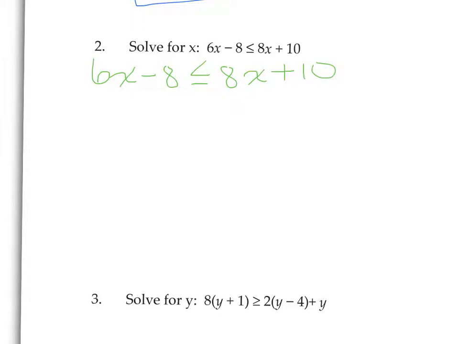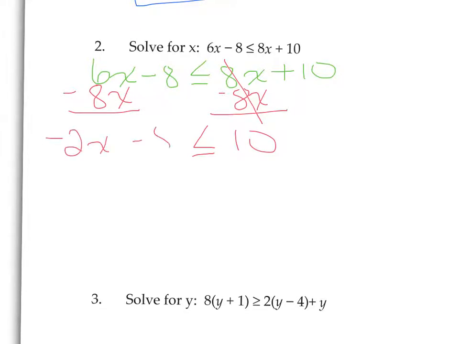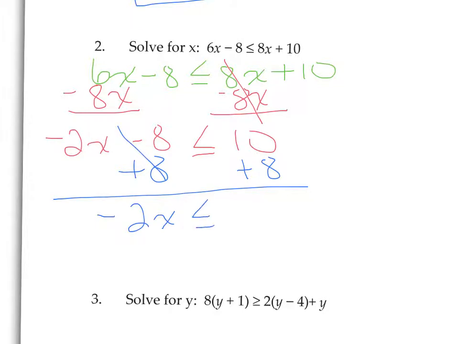So I'm going to subtract 8x to start with. I'm going to line that up under the like terms, the 6x. It cancels off of here. So now I have negative 2x minus 8 is less than or equal to 10. Still trying to isolate this x, so now I've got to add the 8 to both sides. So negative 2x is less than or equal to 18.